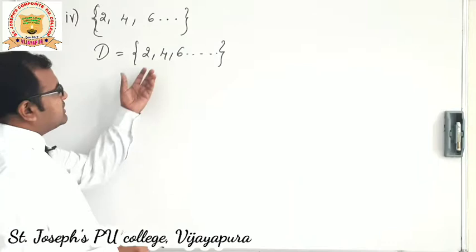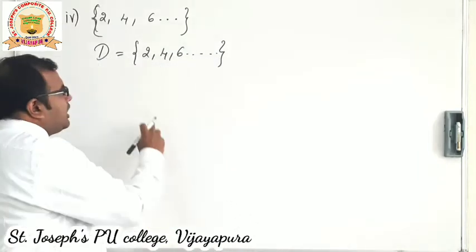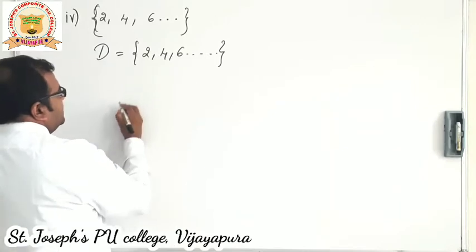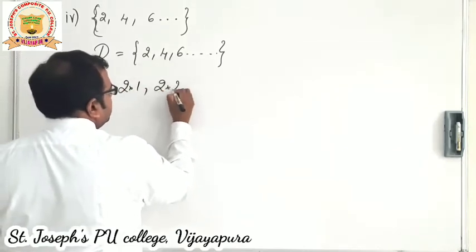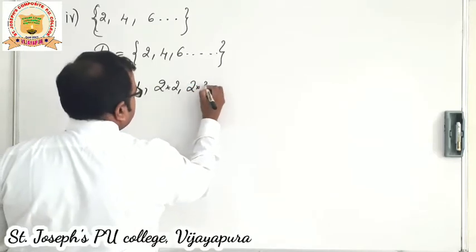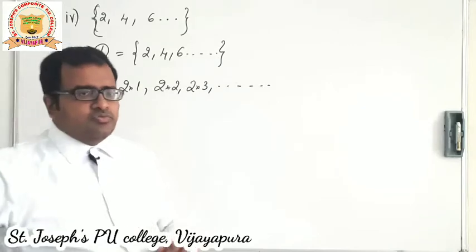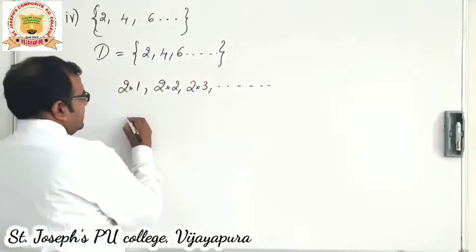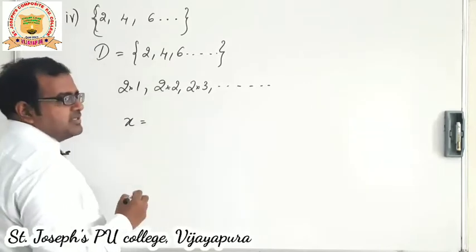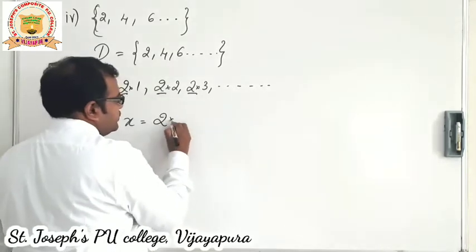Now let us try to understand the properties of the elements. The elements all are multiples of 2. So obviously the first one is 2 ones, the second one is 2 twos, the third one is 2 threes, and so on. But where is the ending term? We don't know. It just continues. So what can you say about all the elements? I'll call them x. x is equal to, what is same? 2 is same in everything. So it must be 2 into.